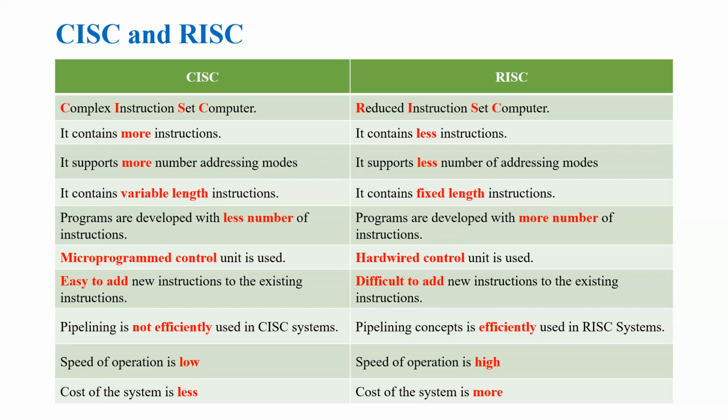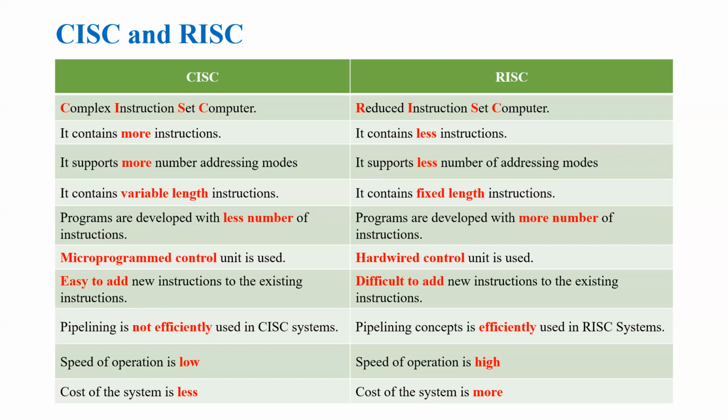Once a control unit is a microprogrammed version, it is easy to add new instructions to the instruction set, because we just go and develop some microprograms. Those microprograms are stored in the control unit's control memory. It is done in an easy way, so that we can easily add new instructions to the existing instruction set. That was possible in the case of CISC.